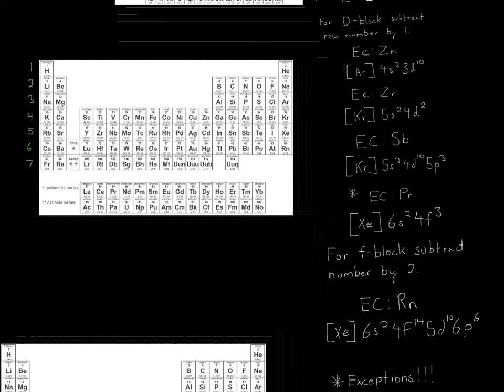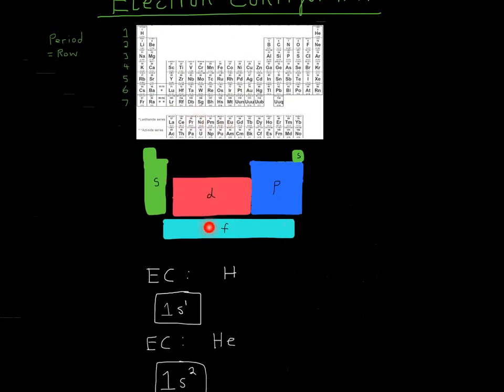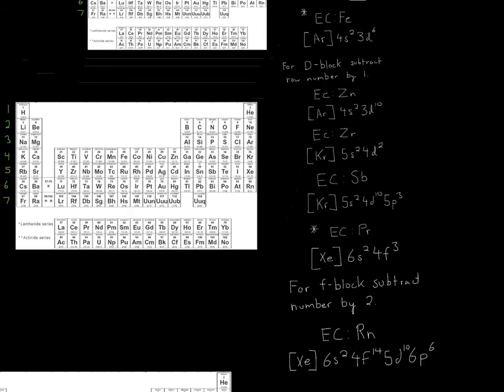So Pr, right? So Pr is right here. So what do we do? Well, Pr is in the 6th period. And then we go up, so it'll be xenon, and then we go down from xenon, left to right. So we have 6s2, right? And like the rule says, subtract by 2 the period number. So 6s2. And remember that this is still 6. But since this is the F block, right? I'll just show you that. This is the F block, right? So we have to subtract by 2.